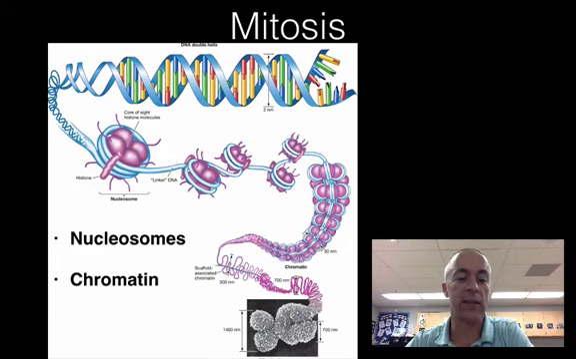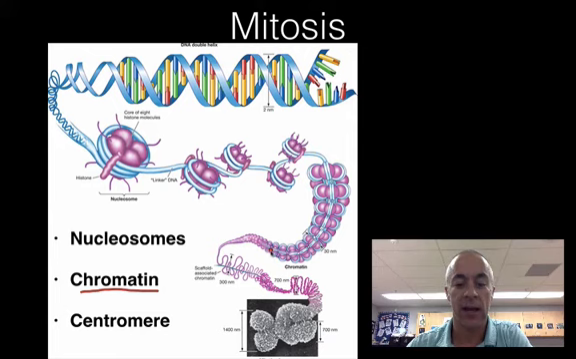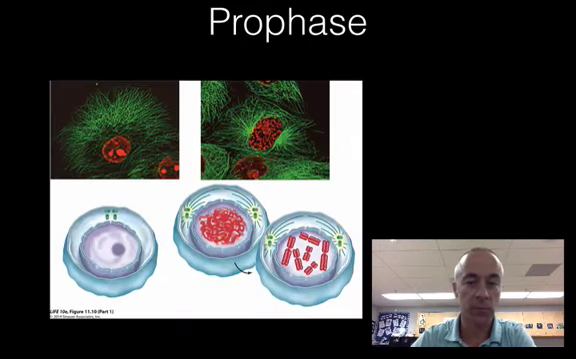Once that DNA has wrapped itself around those histones to form nucleosomes, then those nucleosomes start to coil up onto each other, and this makes something that we call chromatin. So DNA wrapped around these histones that are all coiled up together, those make up chromatin, and that chromatin then condenses to make our chromosome. And what holds our chromosome together is a little protein right here in the middle called a centromere, and that's going to hold the whole thing together.